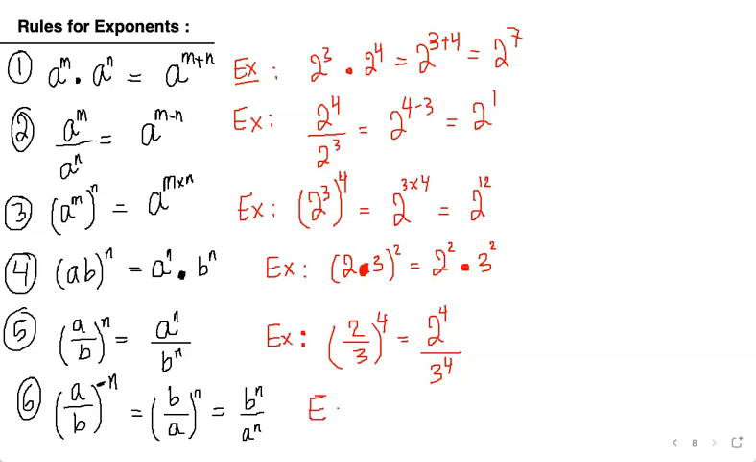Example for this: 2 over 3, everything to the power, for example, minus 4. So the minus means we have to flip inside the parentheses. I get 3 over 2, everything to the power 4. Then we have to distribute the 4 inside the parentheses. I get 3 to the power 4 over 2 to the power 4.